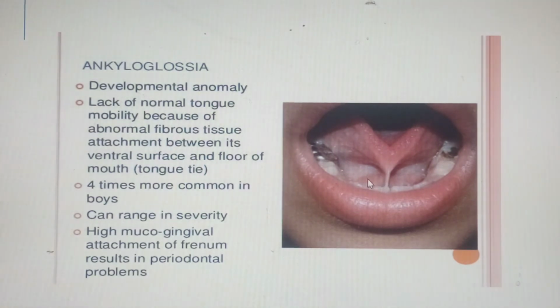But in some individuals, this mucosal fold extends all the way to the tip of the tongue, and that is what we call tie tongue, or tongue tie, which otherwise we call ankyloglossia. And this one has a lot of issues regarding speech.